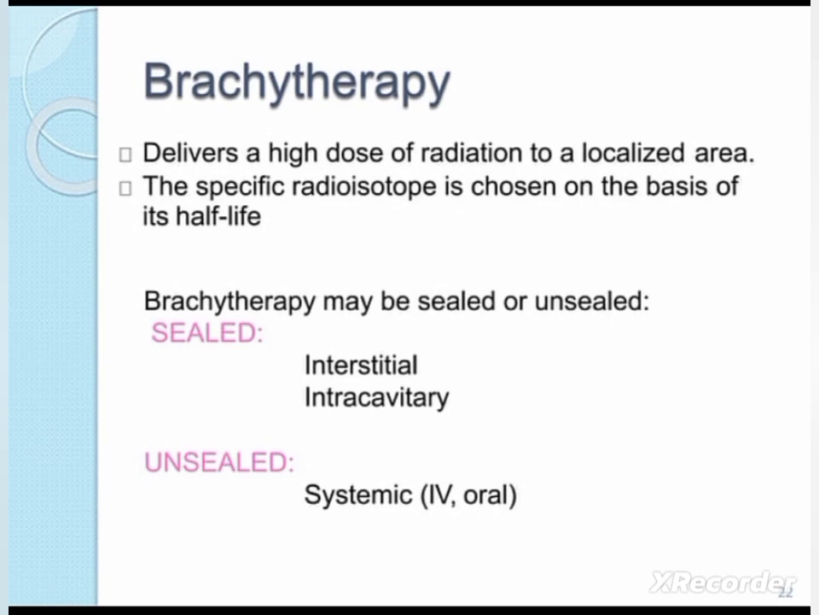Brachytherapy or internal radiation delivers a high dose of radiation to a localized area. The specific radioisotope is chosen on the basis of its half-life. For example, iridium-192, cesium 137, iodine 125, gold 198. All are examples for brachytherapy. Then brachytherapy is divided into two forms, that is sealed or unsealed radiation therapy.